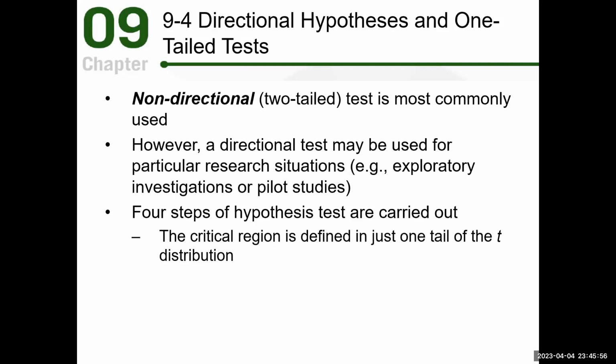Non-directional two-tailed test, we talked about that. This is the most commonly used. However, there are directional tests that could be used in situations where you know a direction of either increase or decrease in the score. But most commonly, you're going to use a two-tailed test instead of a one-tailed test.